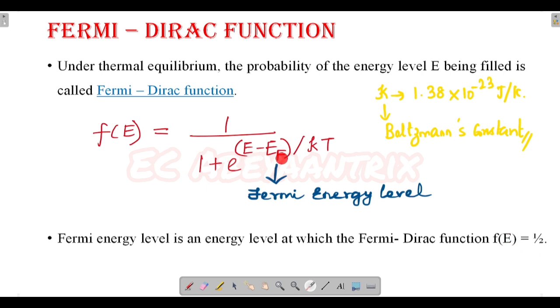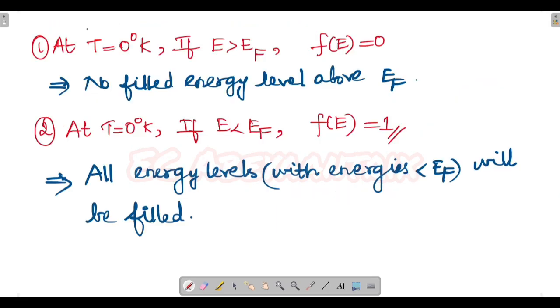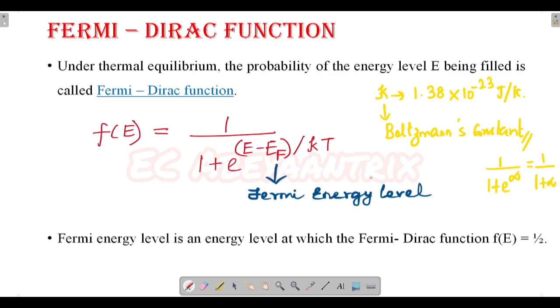If E is greater than EF, this numerator term, that is this power term, will be positive. Any positive number divided by 0 will be infinity. So this term will be infinity, so it is 1 by 1 plus e power infinity. 1 by e power infinity is infinity, so 1 by 1 plus infinity. 1 plus infinity is nothing but infinity, so 1 by infinity is obviously 0.